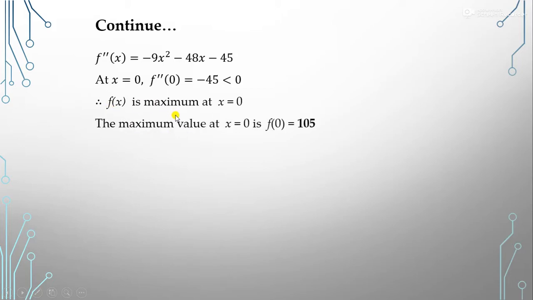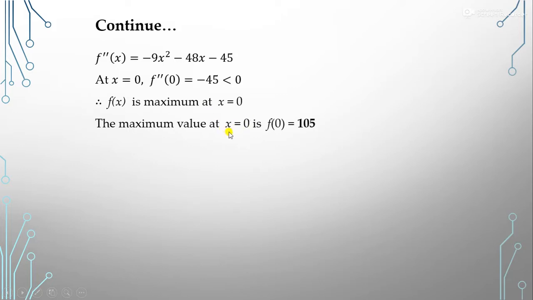Now we can find the maximum value. For this we put x = 0 in the given function f(x). You will find 105, that is the maximum value of the function at x = 0.